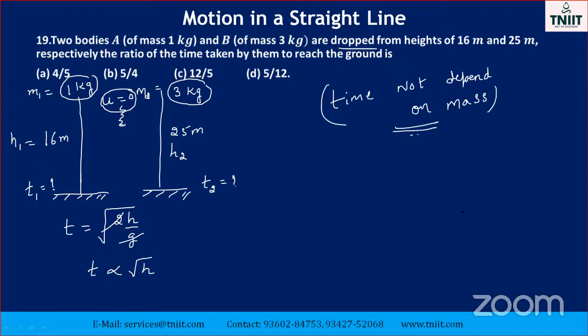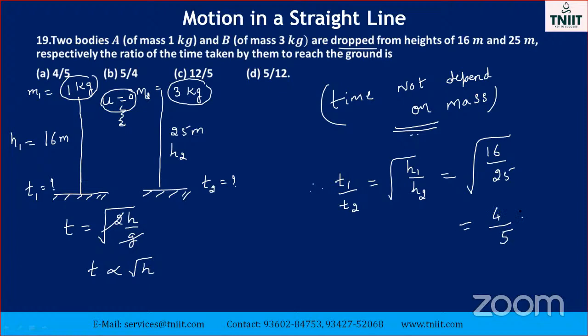So time is directly proportional to root h. Therefore, can you tell me what is T1 by T2? T1 by T2 will be root of H1 by H2. What is H1? 16. What is H2? 25. So root of 16 by 25 will be 4 by 5. So what is the ratio? 4 by 5. So which is the right option? Option A is the right option. Option A is the correct answer. That is 4 by 5.